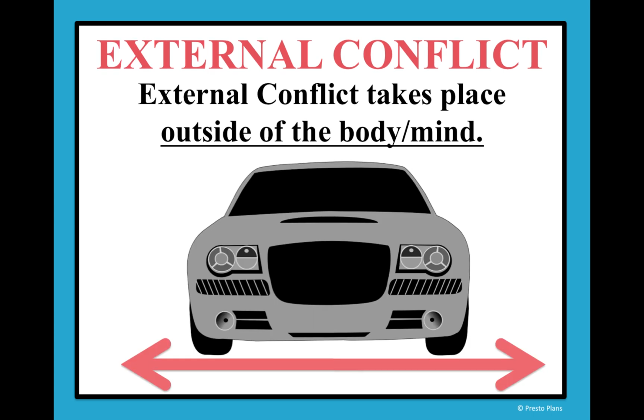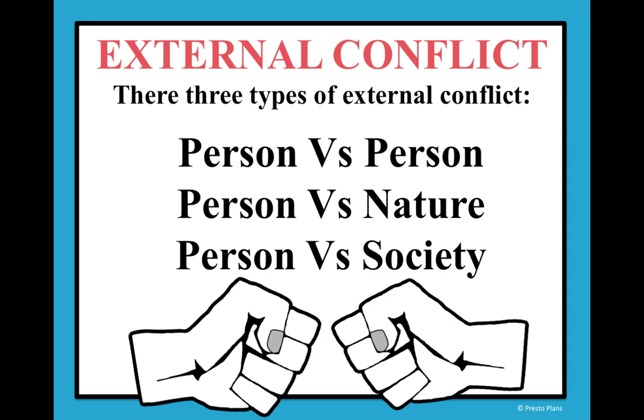All right, here's the second type, external conflict. External conflict takes place outside of the body and mind, whereas internal takes place inside of the body and mind. There are three types of external conflict: person versus person, person versus nature, and person versus society.